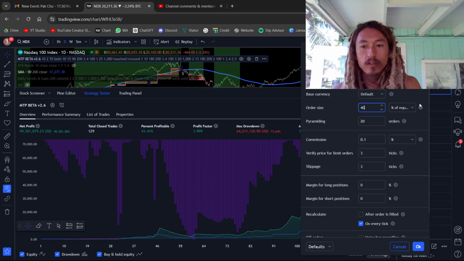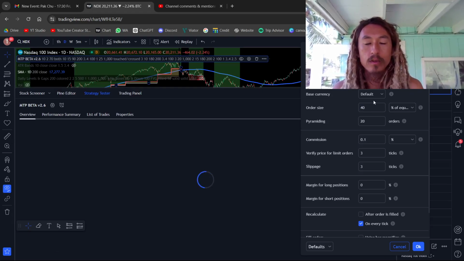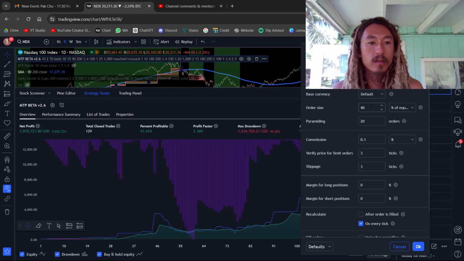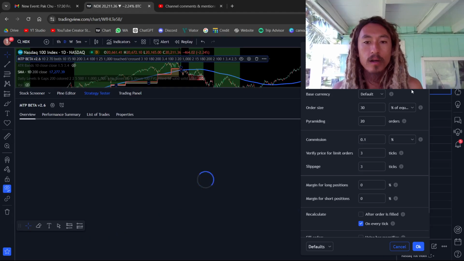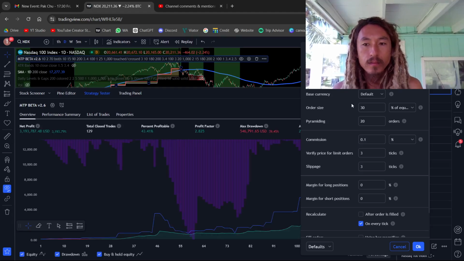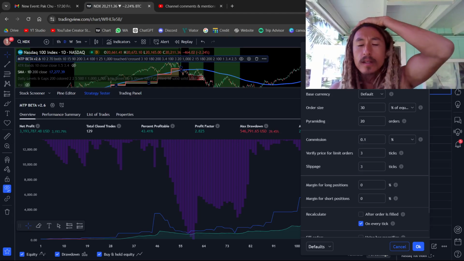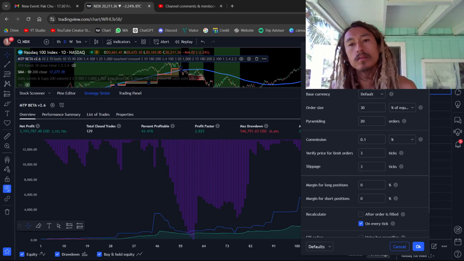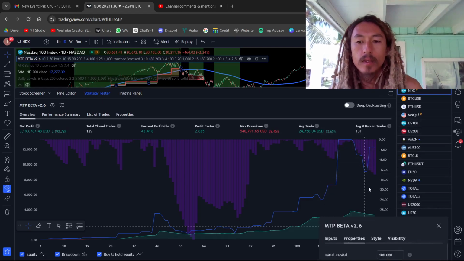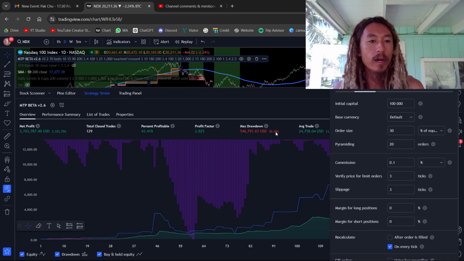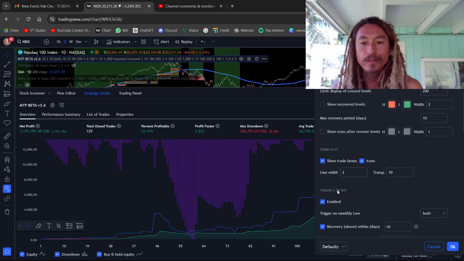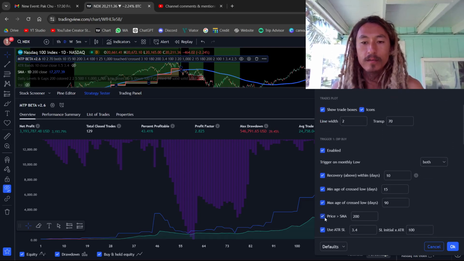So let's set the drawdown back to 40%, see where we are. 3,000%. So I'm not sure it actually made that much of a difference here, right? We're at about a 40% drawdown with 3,000% return. SMA filter is on.